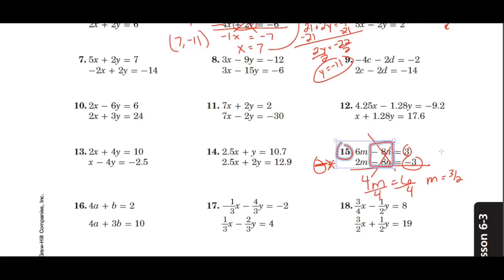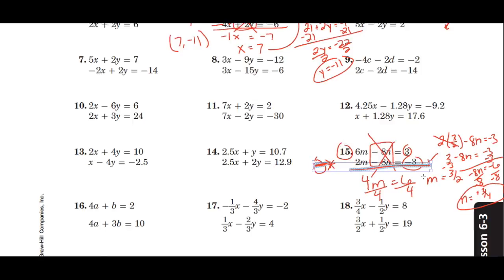Okay, so I'm going to use the second equation here to substitute in my m value. So I get 2 times m, which is 3/2, minus 8n equals negative 3. 2 times 3/2 is 3 because the 2's cancel each other out. So 3 minus 8n equals negative 3. Subtract 3 from both sides, we get negative 8n equals negative 6. Divide by negative 8, divide by negative 8, n equals positive 3/4. Okay, that wasn't as nice with those fractions in there, but it's still possible.